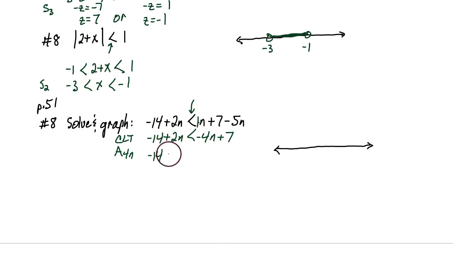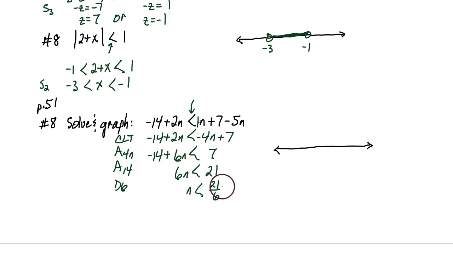We get negative 14 plus 6n is less than the positive 7. Next, let's add 14. We get 6n is less than 21. Finally, let's divide by 6. We get n is less than 21 over 6. By the way, 21 over 6 is reducible because top and bottom both can be divided by 3. So this is better written as n is less than 7 halves. Here's 7 halves. It gets an open dot, and a less than symbol means to go to the left.